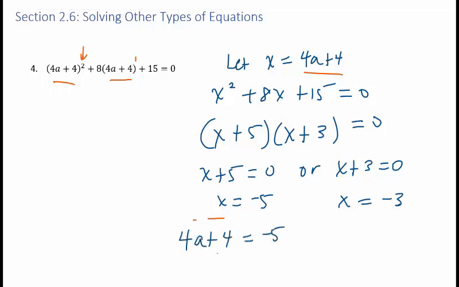So either 4a plus 4 equals negative 5, or 4a plus 4 equals negative 3, and now you can solve these linear equations for a. And let's see, that would give us a equals negative 9/4 for one, and a equals negative 7/4 for the other.